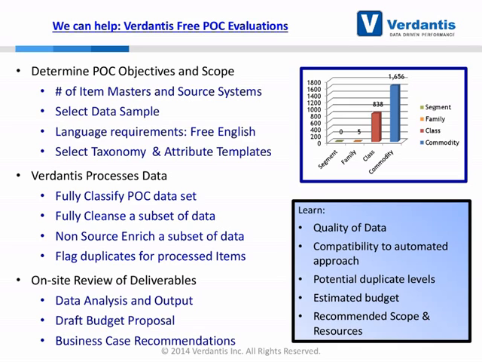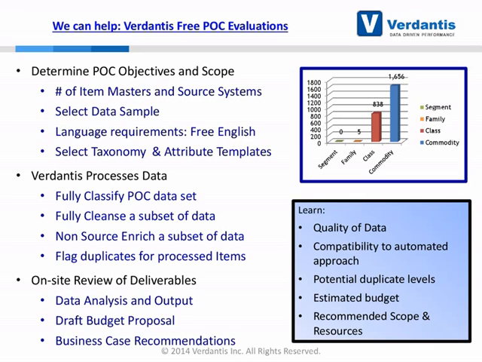And then we will run it through the processes. We'll fully classify the POC set so that you can see the demographics of the sample data. We will take a subset of the data and run it through the full cleanse process, including auto-spec and crawl for non-source enrichment where appropriate. And from that, we'll flag duplicates.